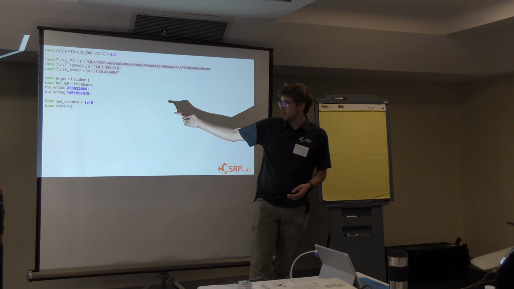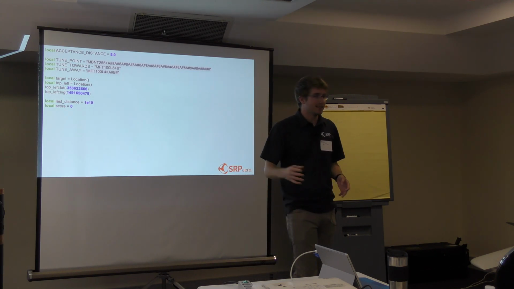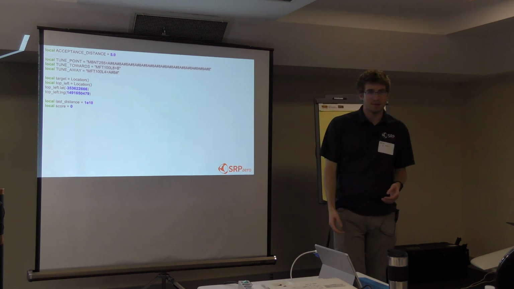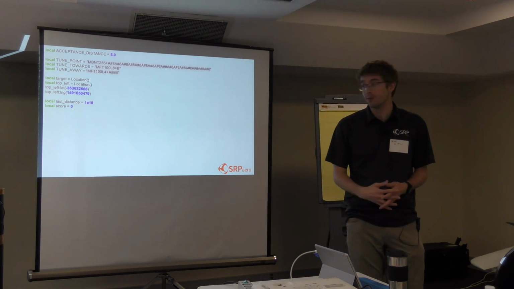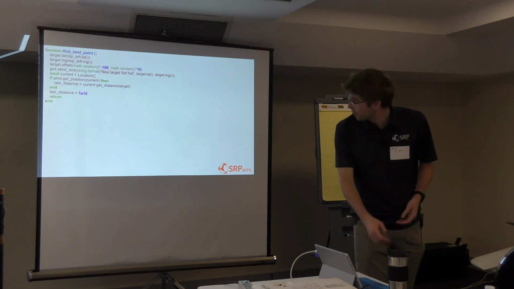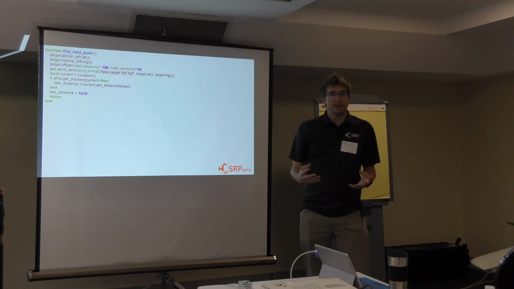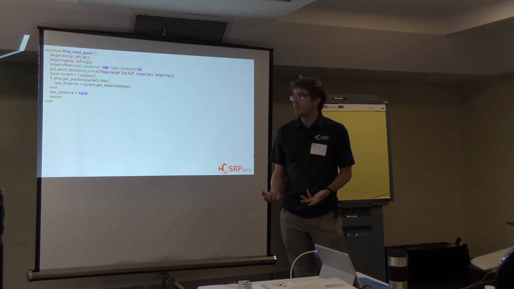And then we set up some internal variables that we're going to use. So I just set the last distance we were away was 1 times 10 to the 10th. So who cares? It's really far. And we've made no points yet. So then we actually define a function. So we're not calling this function yet. This is just the definition of a function.